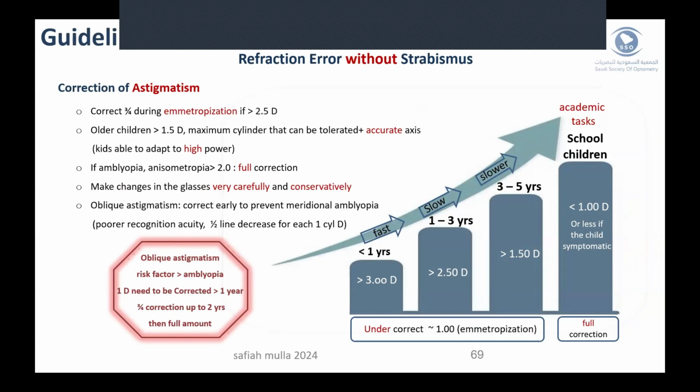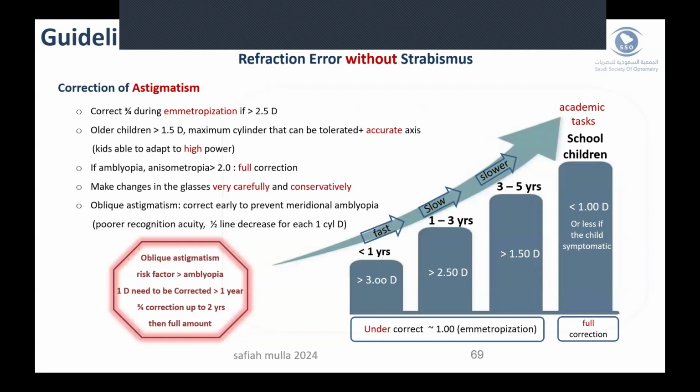Correcting the astigmatism. If the child has an astigmatism, we usually correct three-quarter during the emmetropisation process. So we want to stimulate the emmetropization, and we correct them only if they have more than 2.5 diopter of astigmatism at the early ages. For the older children, as we said, 1.5 diopter or more, then they need to be corrected.